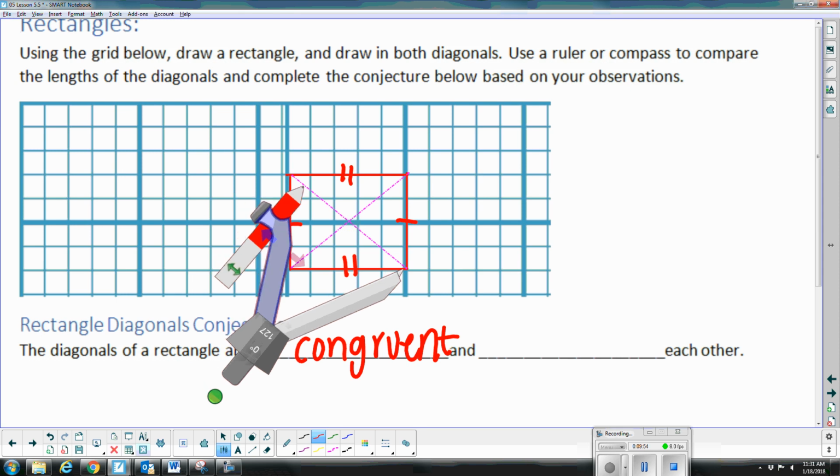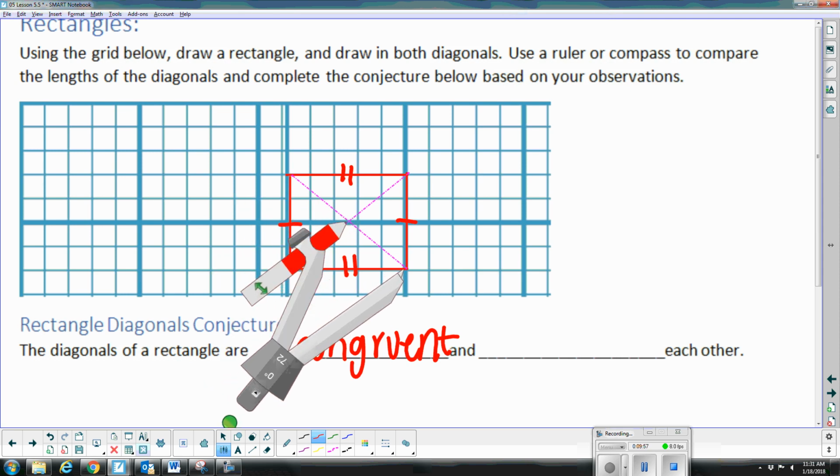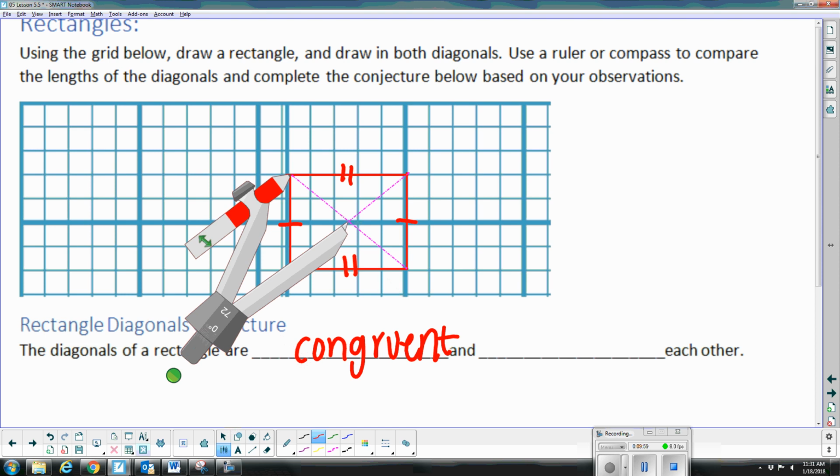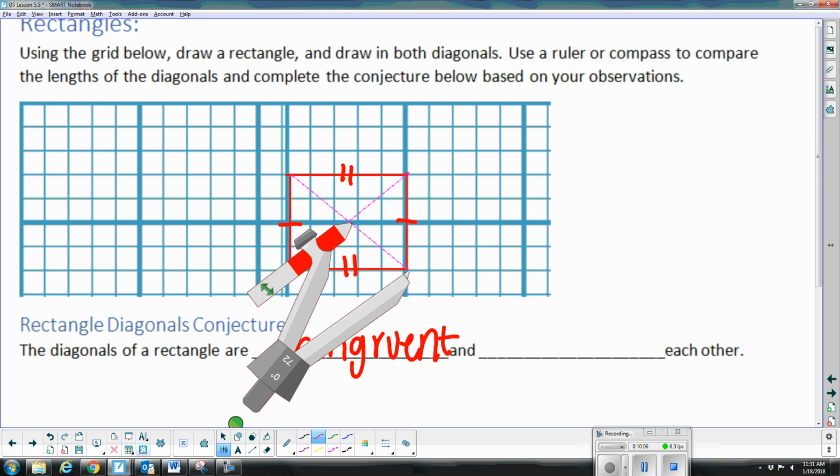And also, they bisect each other. So the length of this part of the diagonal and this part of the diagonal are the same.